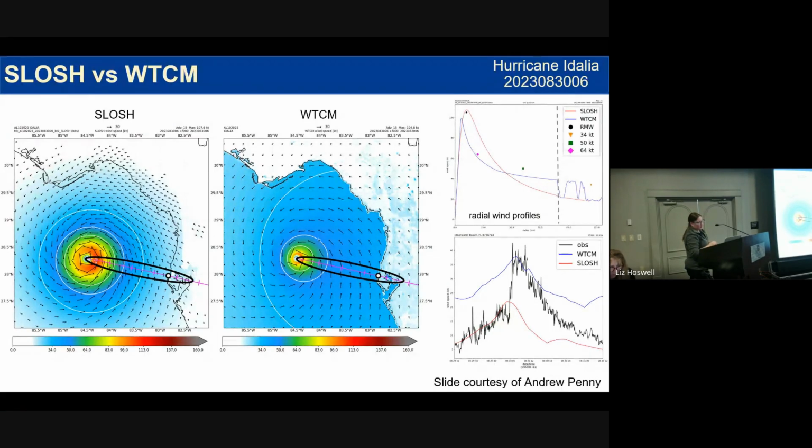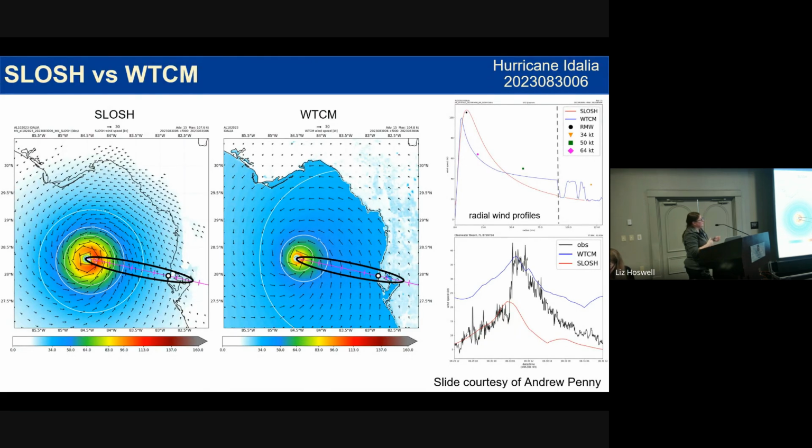So one of the things that we note, those dots that you're seeing on the top right panel, with your RMW and then your wind radii, the SLOSH model is a lot closer to the RMW, especially now because it's set to the best track RMW.